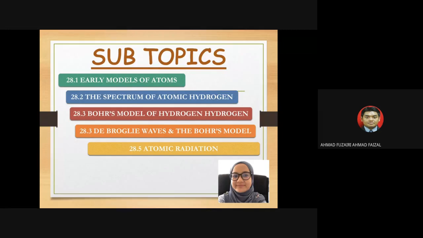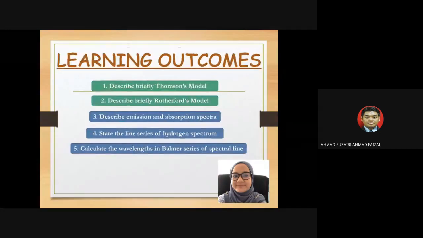sections from our textbooks: the first, section 28.1, discusses the early models of the atom, and section 28.2 studies the spectrum of atomic hydrogen. The remaining 3 subtopics will be continued in the next video. According to these 2 subtopics, there are 5 learning outcomes to be achieved by the students at the end of this chapter.